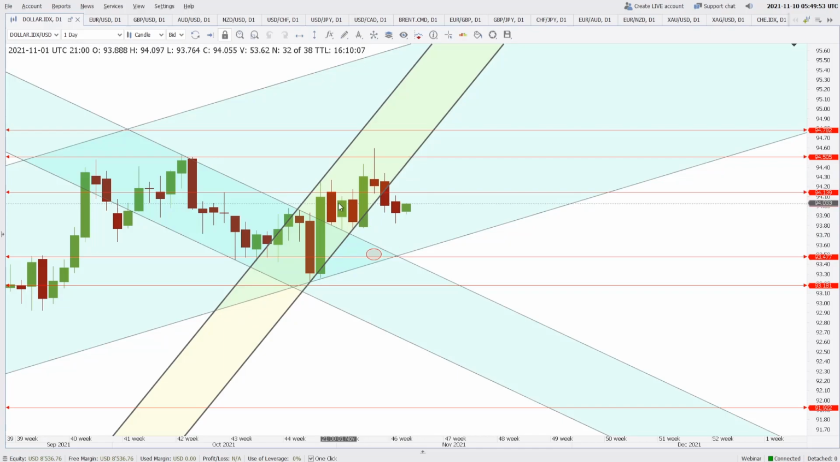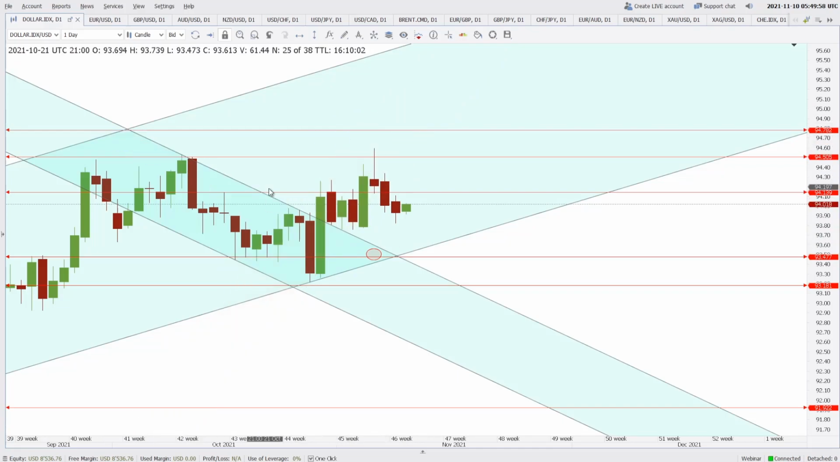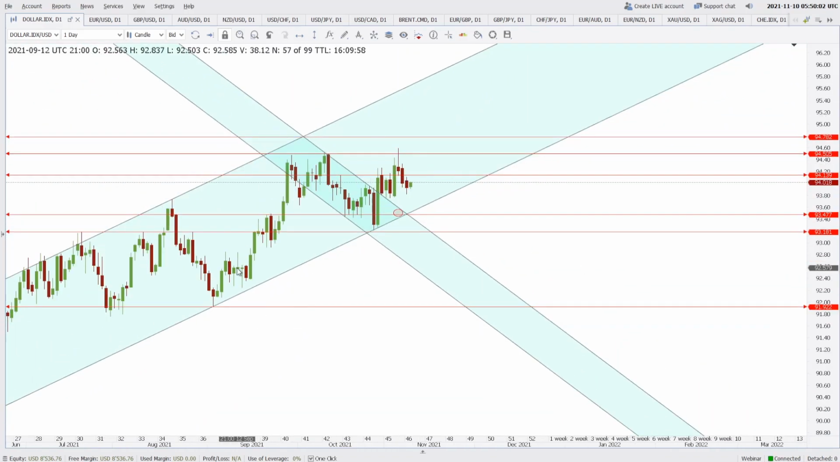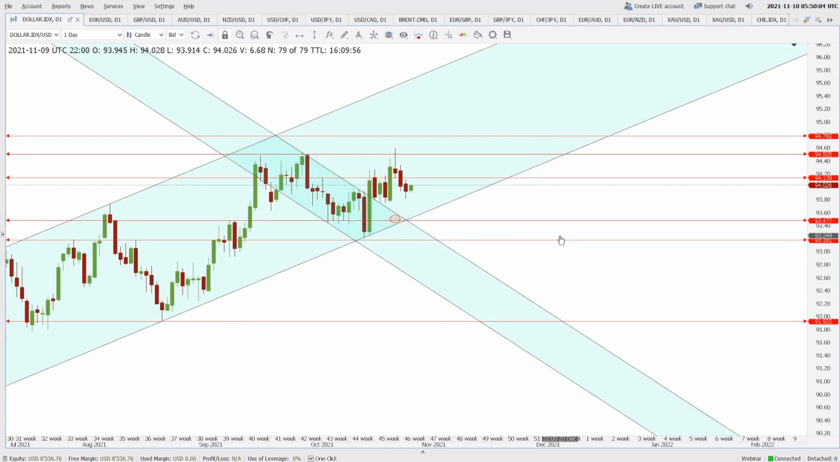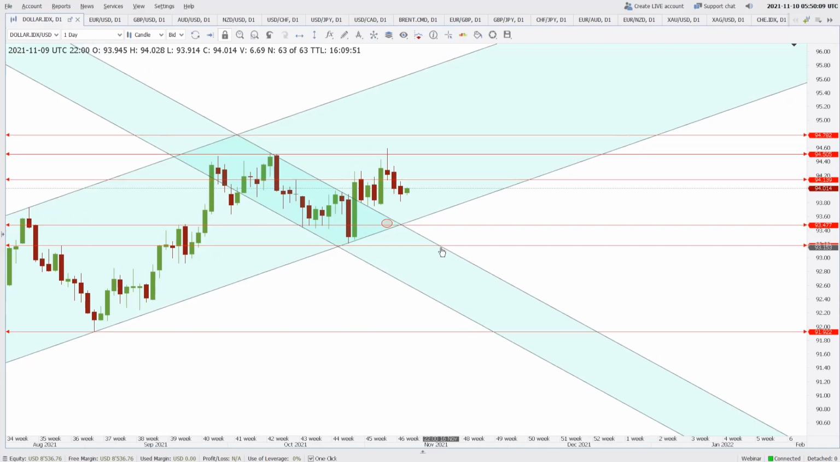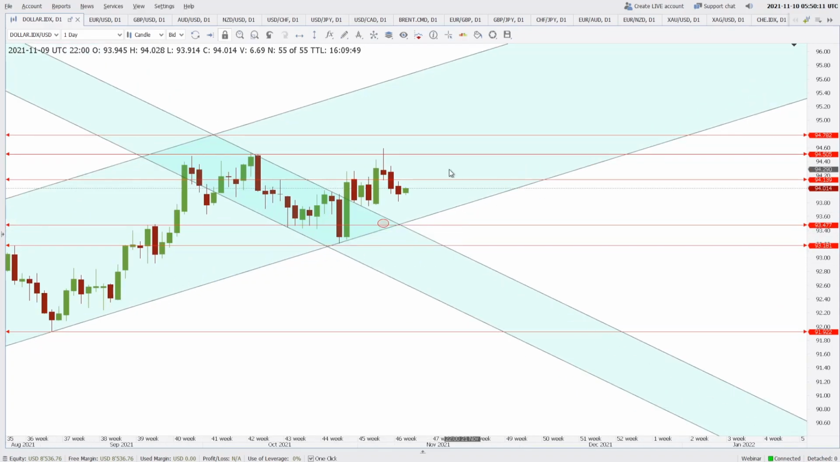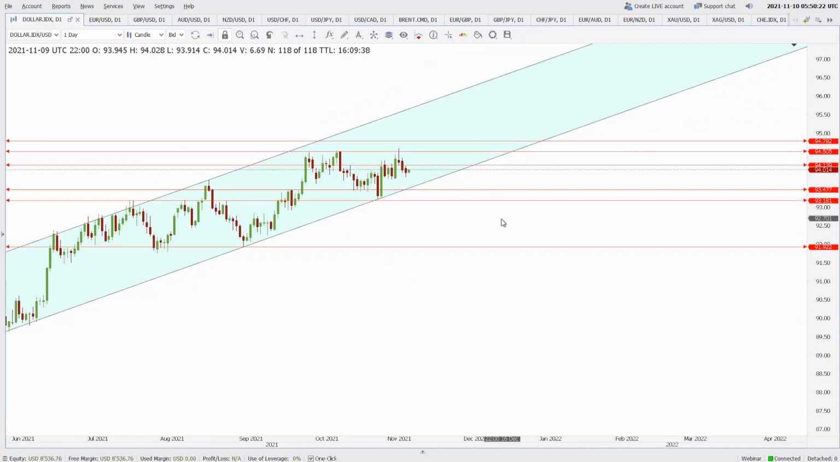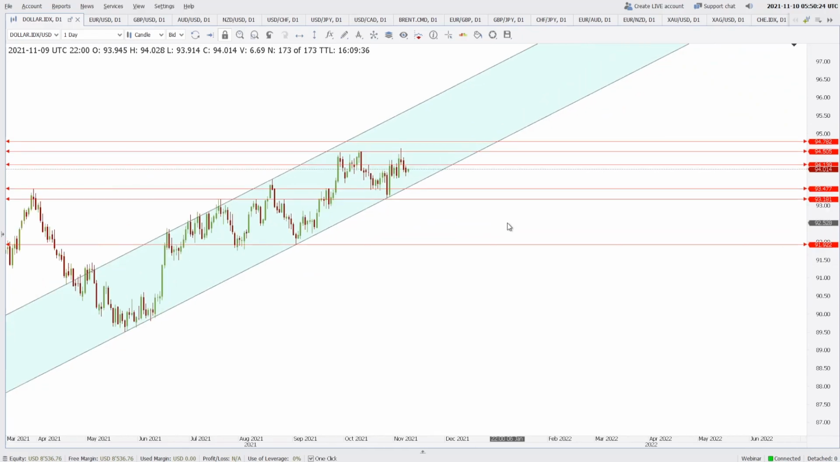Also, these channel lines, actually this is not a valid channel now. These are trend lines, but these are parallel to each other. If they are parallel to each other they are called channels. And now the price is moving in this bigger channel. This smaller channel is broken, so we will just delete this from our chart, and now we see that the price is moving up in a channel in the long term on the daily chart.